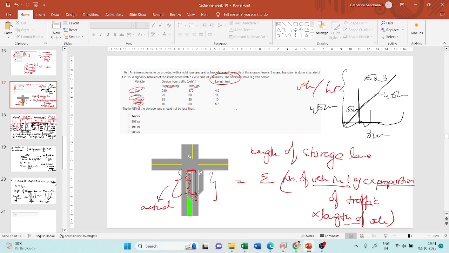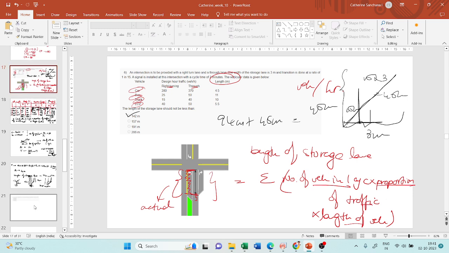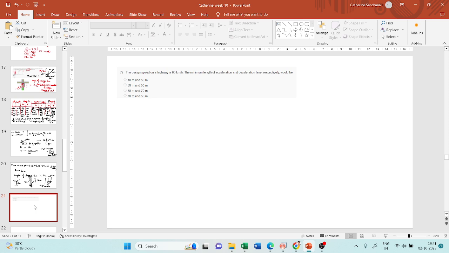So now the total length of the storage lane will be this 94 meters plus 45 meters, which will be 142 meters. Okay, I hope this problem is clear. I will also solve the problem and add it in the drive.